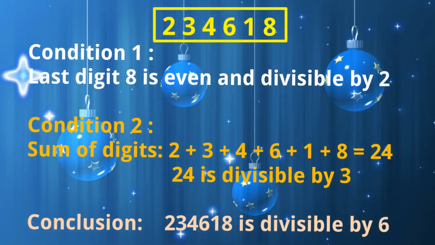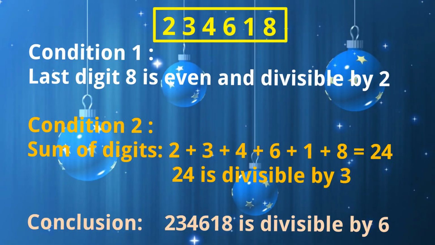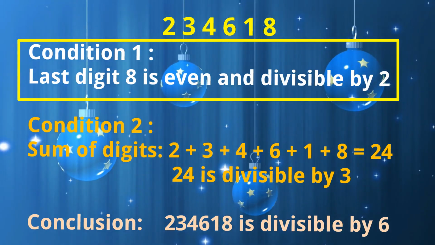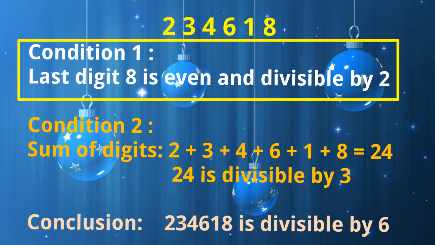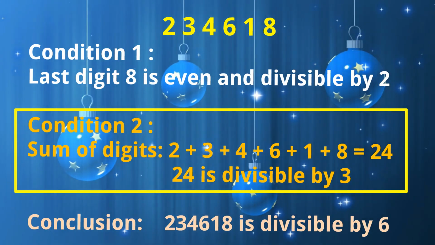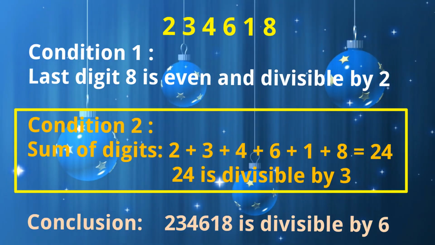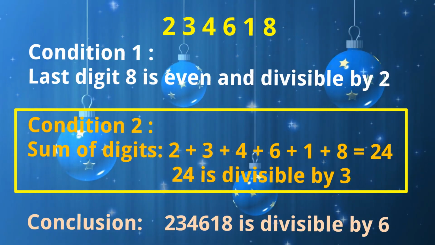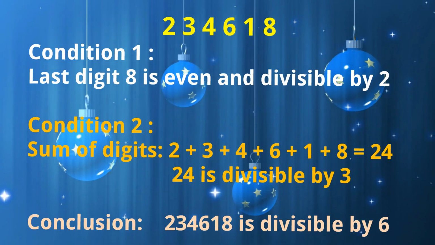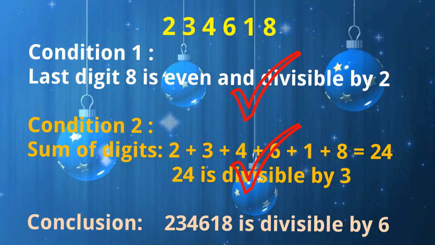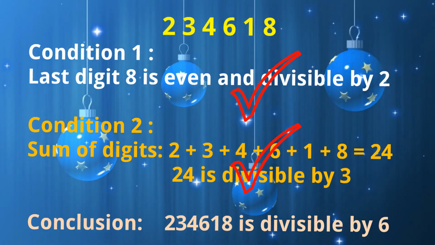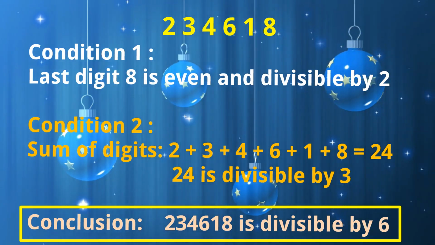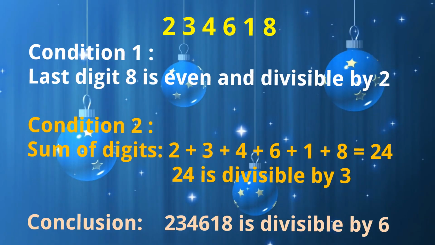The given number is 234618. Condition 1. The last digit 8 is even and divisible by 2. Condition 2. Sum of digits 2 plus 3 plus 4 plus 6 plus 1 plus 8 is 24. 24 is divisible by 3. Both condition 1 and condition 2 are satisfied. Conclusion: the given number 234618 is divisible by 6.